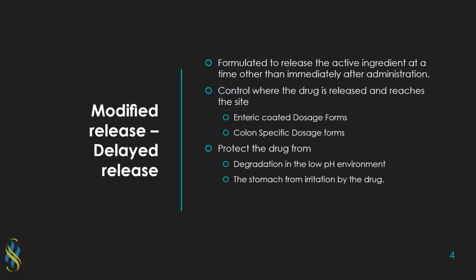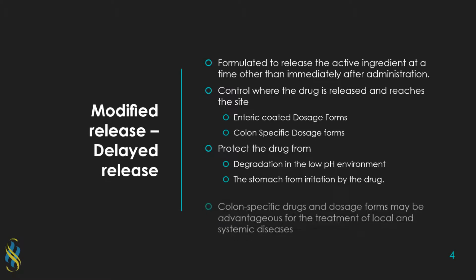The polymer dissolves as a function of pH, so when the dosage form travels from the low pH environment of the stomach to the higher pH environment of the small intestine, the polymer coat dissolves and the drug is released. Once this occurs, the release is again immediate, and the resulting plasma concentration versus time curve is similar to that of the immediate release dosage form.